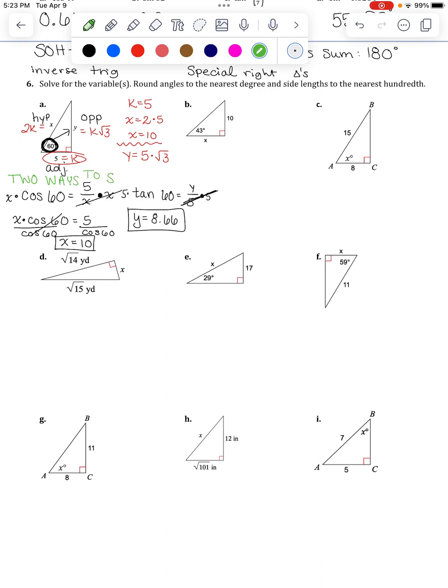I don't care which way you do this. I personally do not use special right triangles very often anymore.